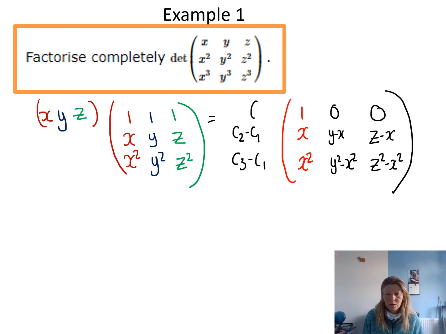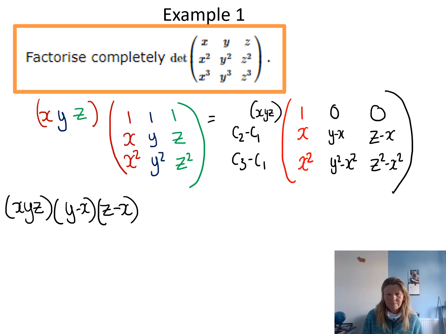I should have left the x, y, z still there. So not just factorising x, y, z. But at the middle column, we can take out y take x. Now at the end column, you can actually take out z take x. And then your matrix looks a bit like this. We haven't changed the first one. But now I'm changing this, aren't I? 0, 1, and that's difference of 2 squares, so it's actually y plus x. And this one's 0, 1, and z plus x.